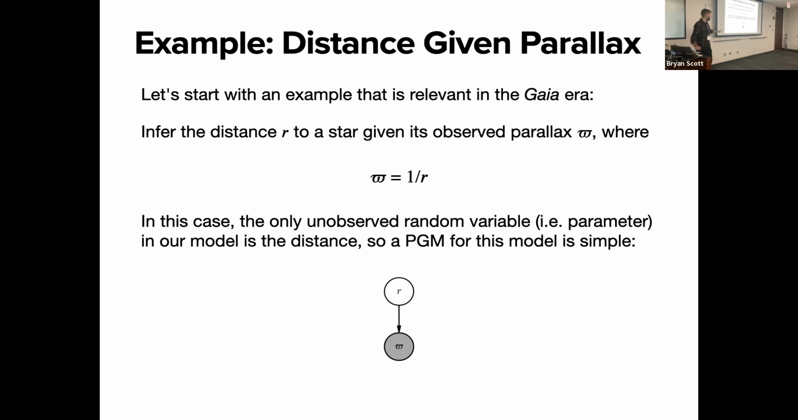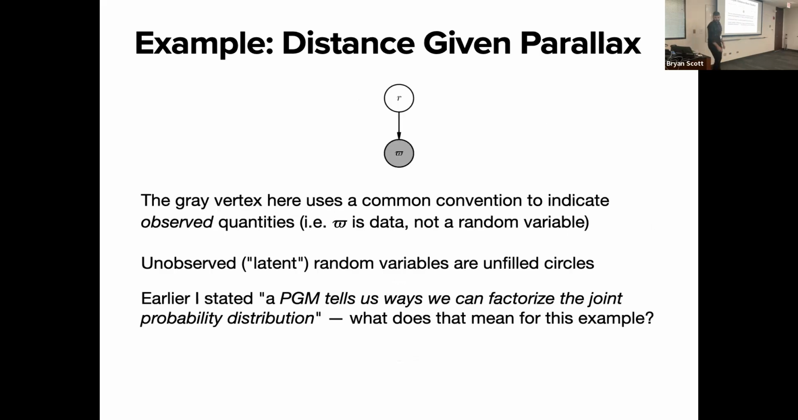Good. So key concepts here. Unfilled is unobserved. Filled is observed data. And the edge, pointing from one to the other, the way I like to think of it is that's the direction that you would use to generate the thing that you observe. So in order to produce the observed parallax, I have to start with the distance. That's just reinforcing what I just said.